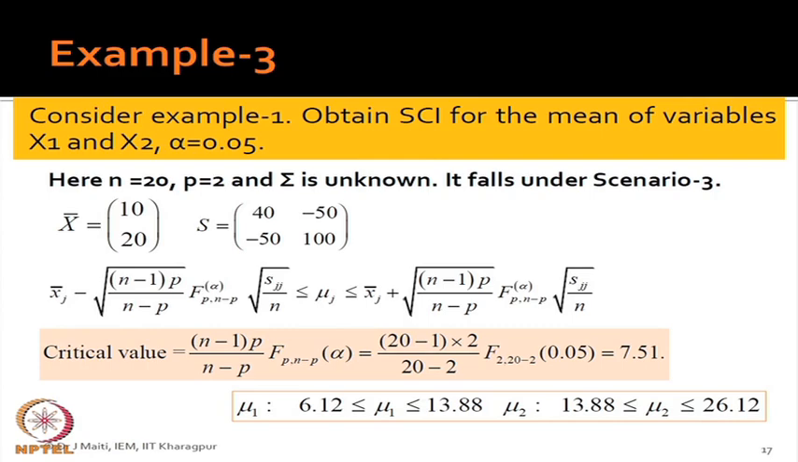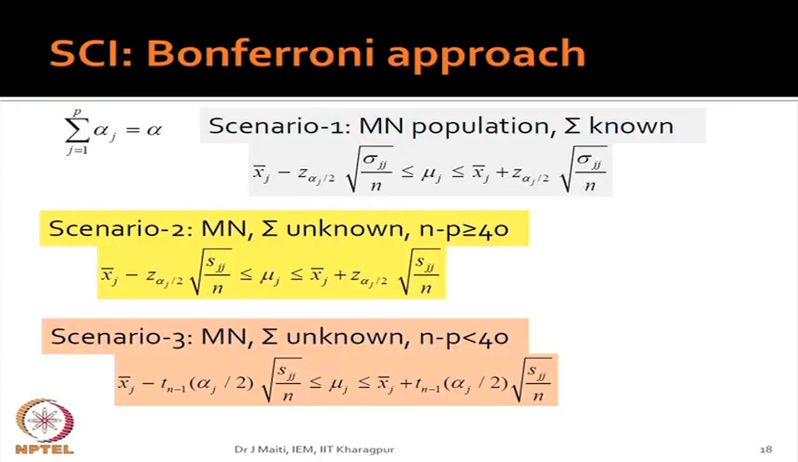So, we will go to the next slide. I hope that you have already found out the mu 1. So, mu 2 also it is possible, not a big issue. Then what is the Bonferroni approach?